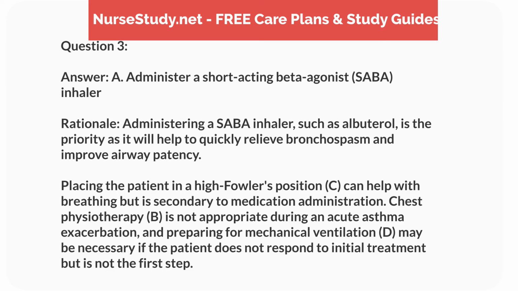Rationale: administering a SABA inhaler, such as albuterol, is the priority as it will help to quickly relieve bronchospasm and improve airway patency. Placing the patient in a high Fowler's position, C, can help with breathing but is secondary to medication administration. Chest physiotherapy, B, is not appropriate during an acute asthma exacerbation, and preparing for mechanical ventilation, D, may be necessary if the patient does not respond to initial treatment but is not the first step.